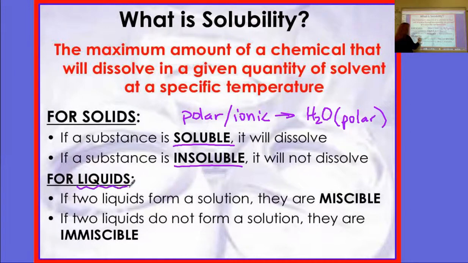For liquids, slightly different terminology. If two liquids mix to form a solution, they are said to be miscible. If two liquids dissolve in each other, they're miscible. If they do not form a solution, like oil and water, they have layers, they don't dissolve in one another, they are said to be immiscible. They won't dissolve, they'll be not homogeneous, they'll be heterogeneous.